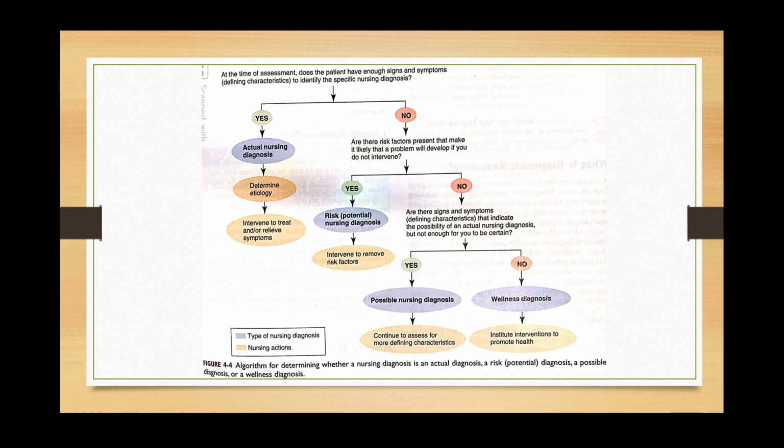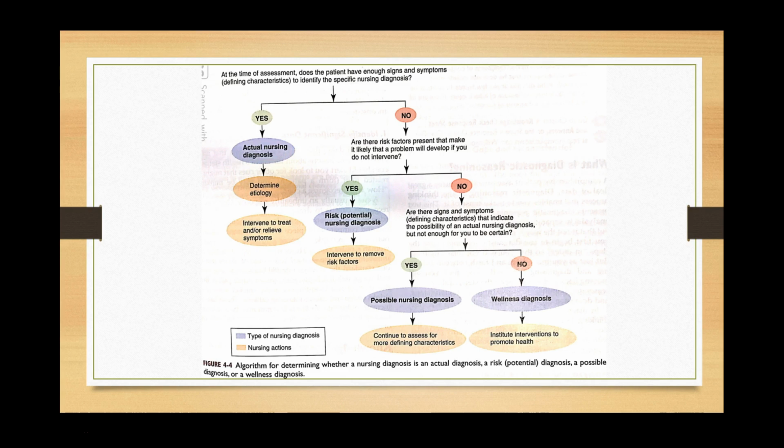So at the time of the assessment, does the patient have enough signs and symptoms, defining characteristics to actually identify a specific nursing diagnosis? Yes or no? You either have it or you don't. If you start going, well, maybe, no, you're thinking way too much in detail. Do you have enough information? Yes, no. Yes, now you can figure out an actual nursing diagnosis. Then you need to determine etiology, and then you can develop your interventions.